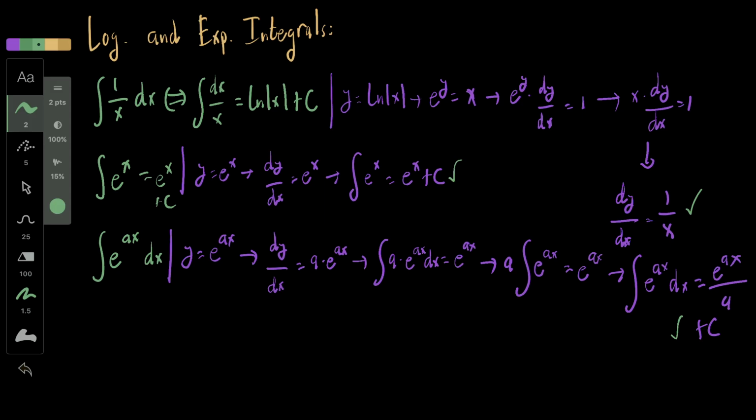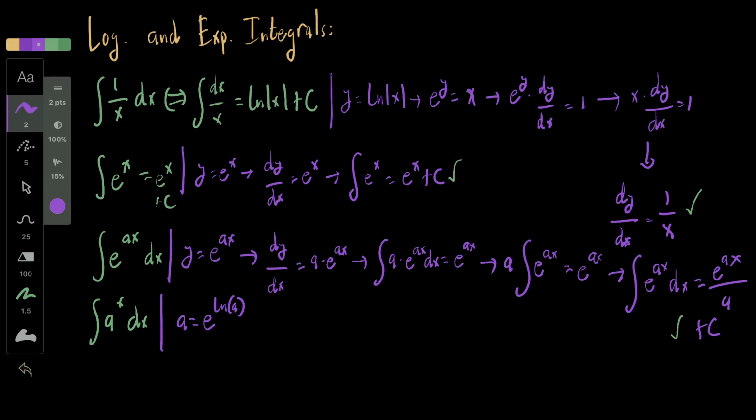Now the final integral that we are going to prove for today is going to be the integral of a to the x dx, where a is a constant. So we start by realizing we can use the change of base formula, or just using a is equal to e to the power of the natural logarithm of a, since they are opposites.